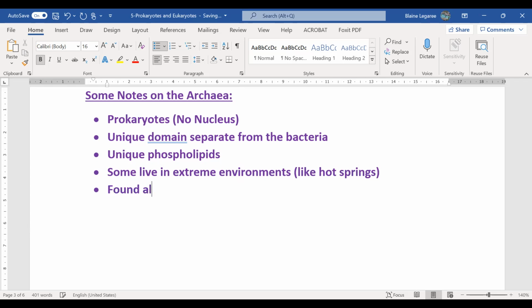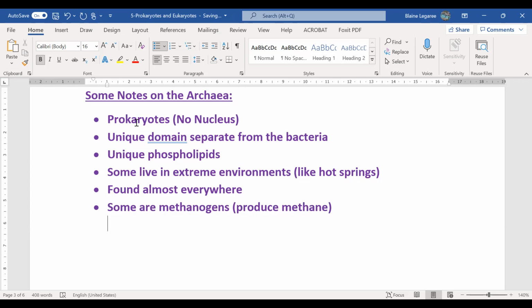They are found almost everywhere. So soil, found in your intestine, pretty much wherever bacteria are found. We could say some are methanogens. Methanogens, that means they produce methane.